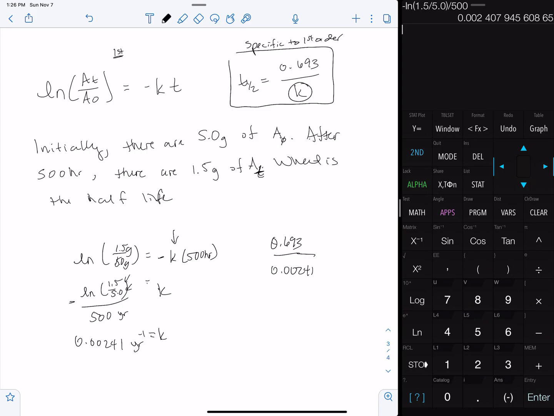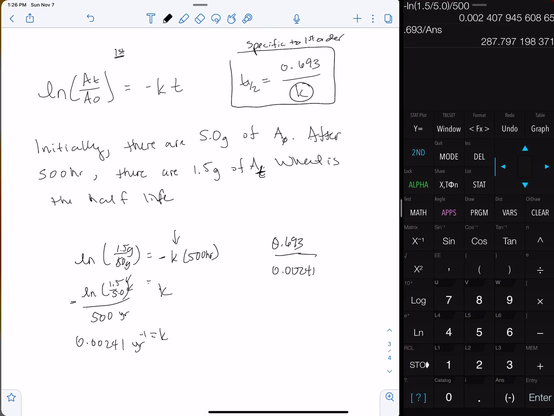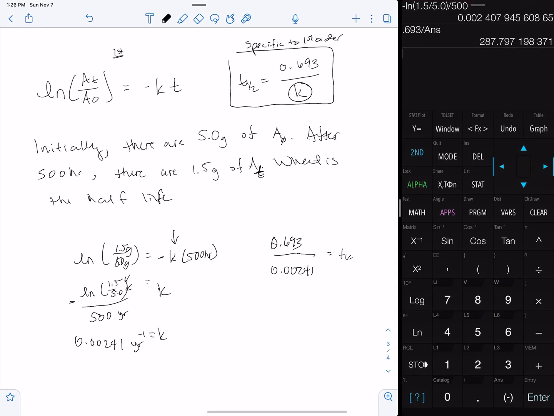So when I take that, I'm going to say 0.693 divided by the second answer, and I'm going to get that my t1/2 is equal to 288, and remember this was inverse years, and this is unitless. So when you divide by an inverse, you end up with it being on top, like this is years to the -1. So divided by years to the -1, you end up with 288 years, or my t1/2.